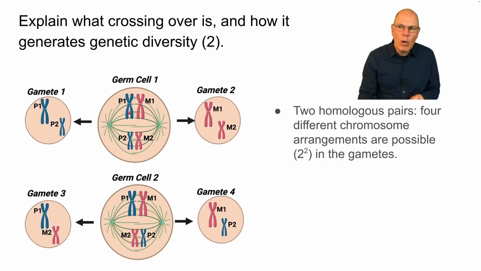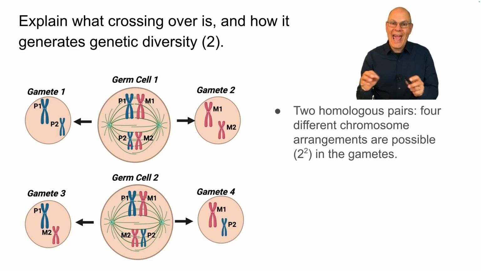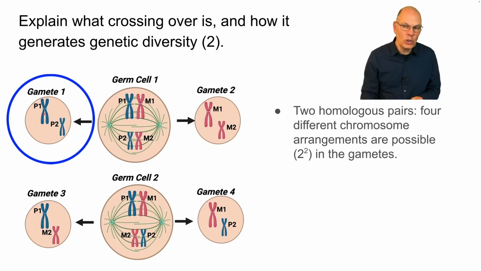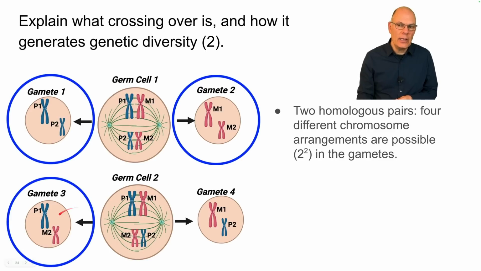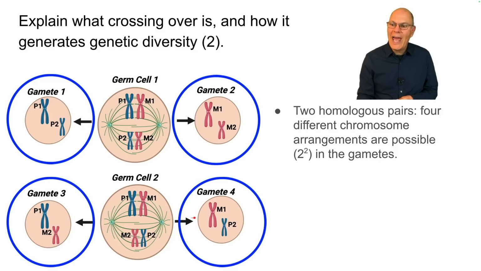In other words, what we're going to do now during anaphase is we're going to pull these homologous pairs apart. So one possible arrangement is like this, and then in the gamete we have paternal chromosome 1, paternal chromosome 2, and in this gamete we have maternal chromosome 1, maternal chromosome 2. And if the chromosomes are organized like this, then this gamete can have paternal chromosome 1, paternal chromosome 2, and this gamete can have maternal chromosome 1 and paternal chromosome 2.